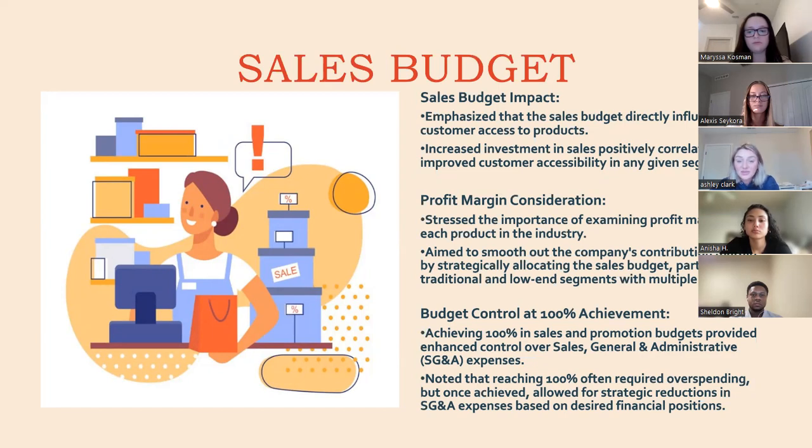To sum up, our profit margins and sales budget work together harmoniously, with the former serving as the entry point for customers. Improved client accessibility is directly correlated with higher sales investments. Examining industry profit margins closely is a very subtle way to make sure that the company's contribution margin doesn't change. Reaching 100% of the allocated funds for sales and promotions gives one strategic control over G&A and the sales cost, enabling tactical adjustments for the best possible financial position and income statement outlook.